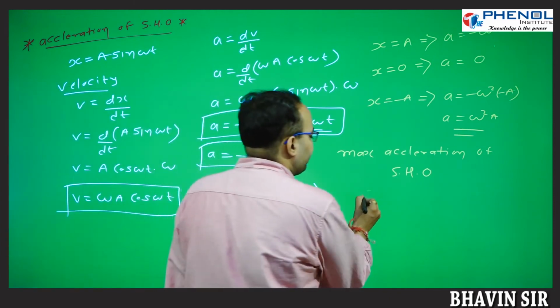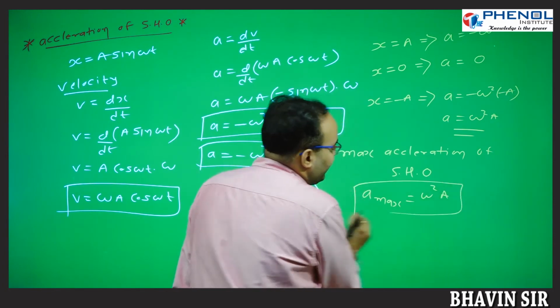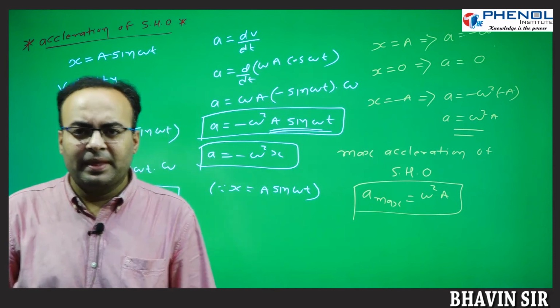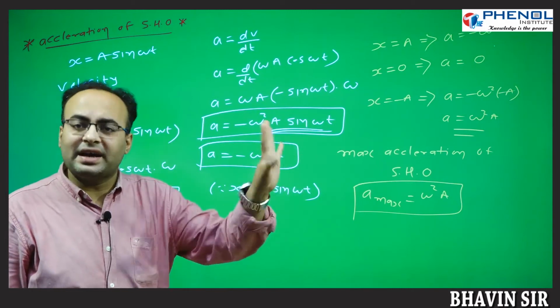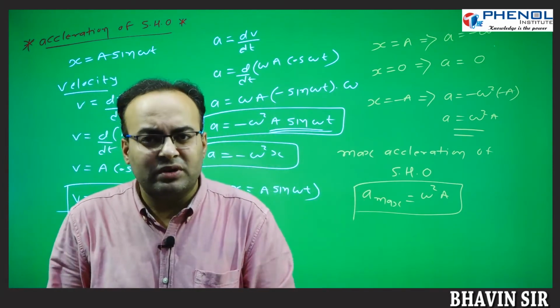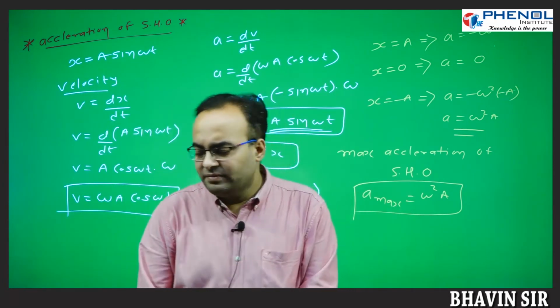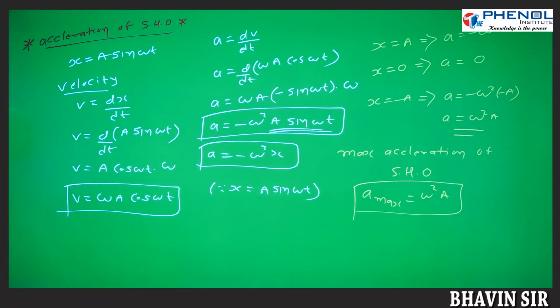Omega square A. What is maximum velocity? Omega A. What is maximum acceleration? Omega square A. Be careful, so there is no confusion. See, in terms of acceleration it is minus omega square x. Then how to remember? If maximum acceleration, then maximum displacement. What is maximum displacement? A. So maximum acceleration is omega square A and acceleration is minus omega square x. This is the acceleration of SHO.